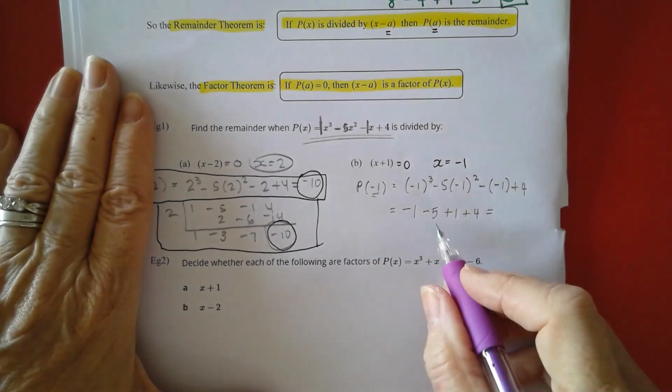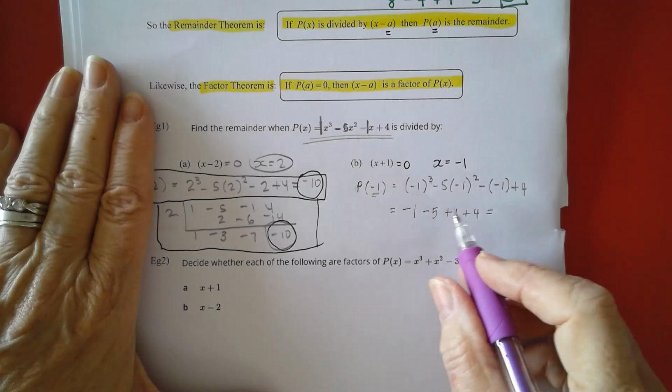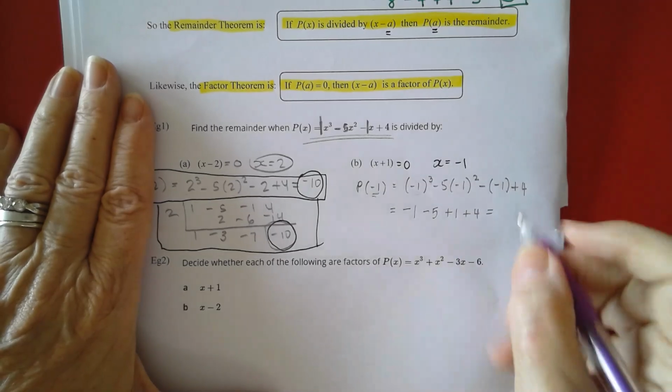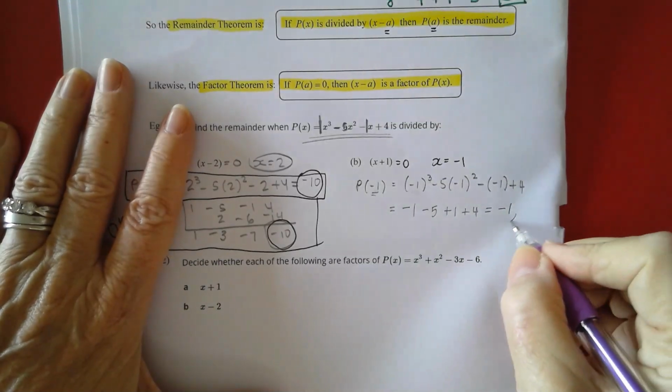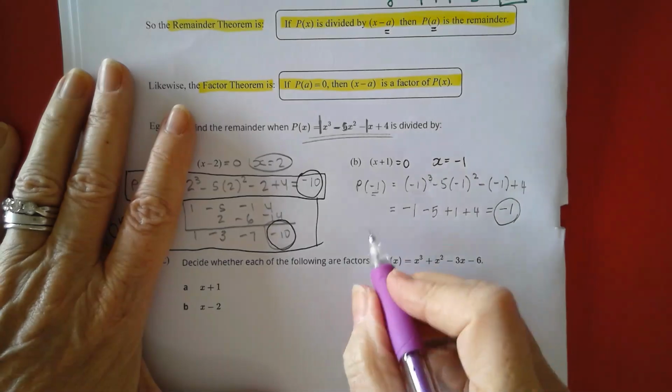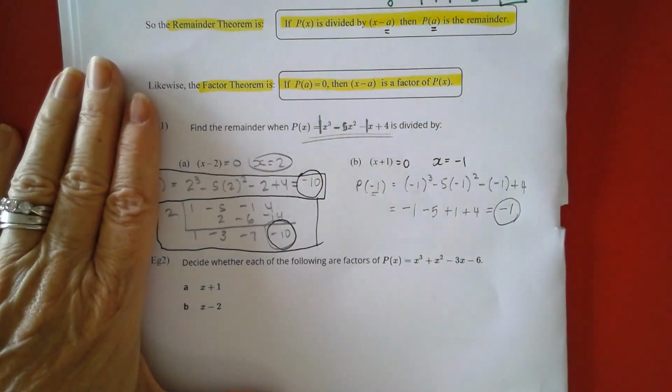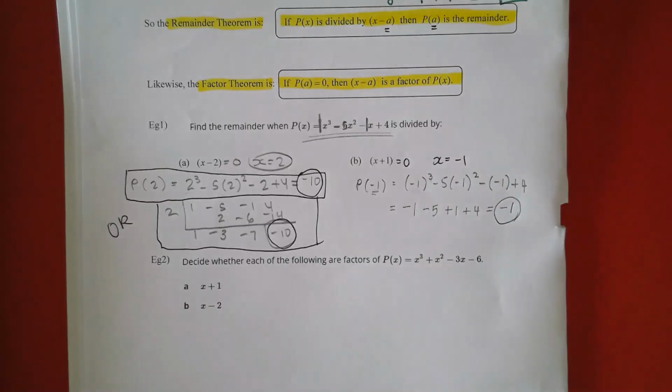That's wrong. What did I do wrong? Oh, that's okay. And you get negative 1? Or I could have done synthetic division and gotten the same answer, whatever you're comfortable with. Okay, so we're showing how to get the remainder now. All right, on we go.